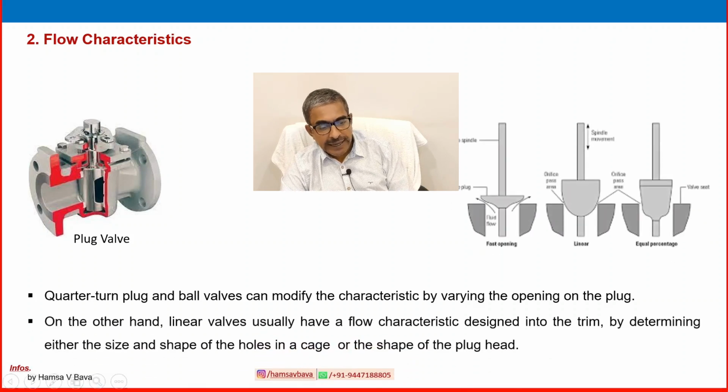On the other hand, linear valves usually have a flow characteristic designed into the trim. In linear valves, they modify the trim opening by determining either the size and shape of the holes in a cage or the shape of the plug head. This picture represents that: linear, fast opening. This is what we are going to discuss, adjusting the plug and trim, shape and size.